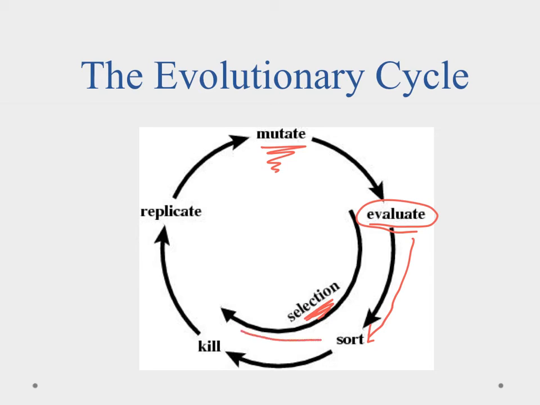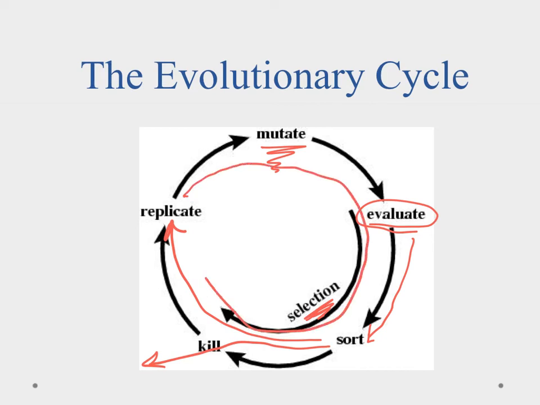The good ones will have the opportunity to go on and replicate. The bad ones will be killed off. Nature doesn't play games, it just kind of eliminates things. As they replicate, they will continue to go through this cycle, but occasionally they'll have some kind of a change, and this process begins all over again.